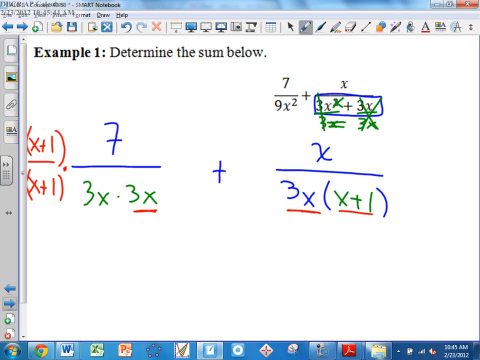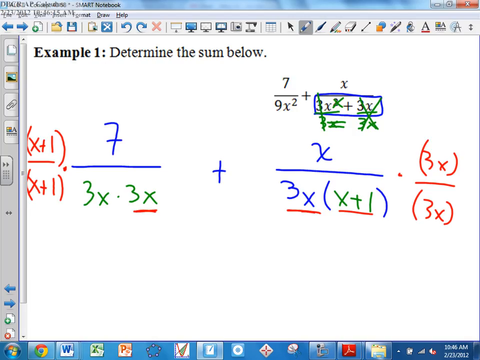Now, here's what I recommend you do. Put parentheses around anything you're multiplying by. It will help you in the end. And next problem, you'll see why. Sometimes if you have a binomial up here, like X plus 2, you would have to FOIL that out. So that's why we're putting the parentheses there. Now, in this denominator, I've got X plus 1, I've got 3X, and I've got another 3X. So what's missing over here? Another 3X. So multiply by 3X over 3X.